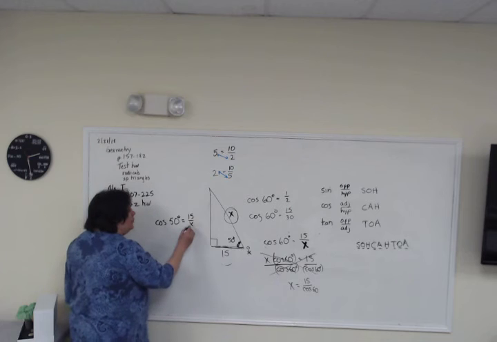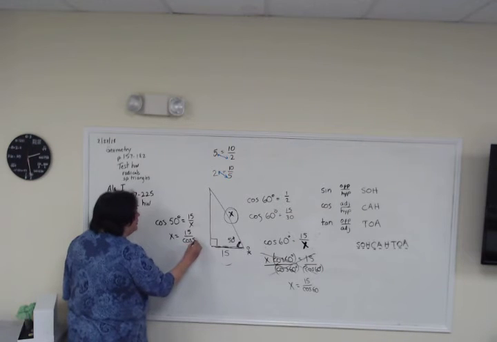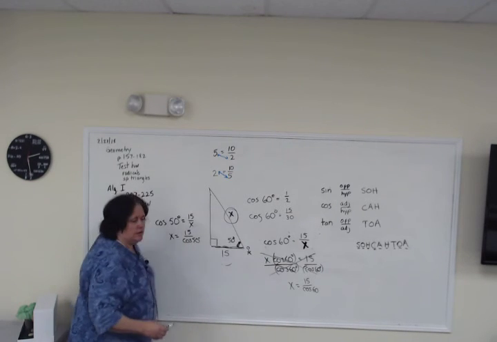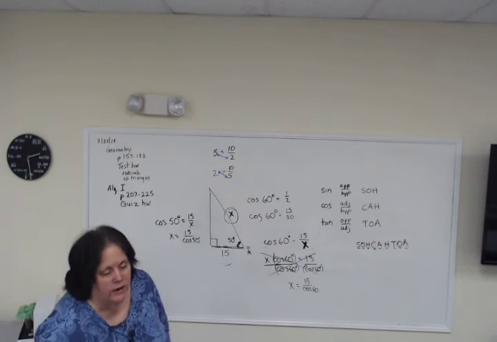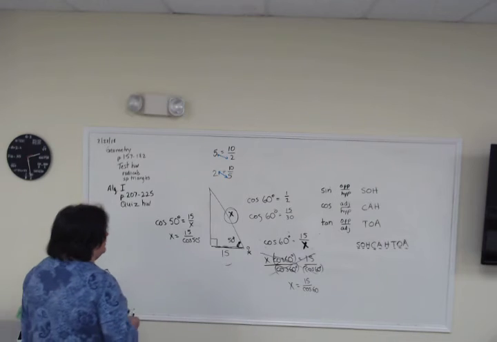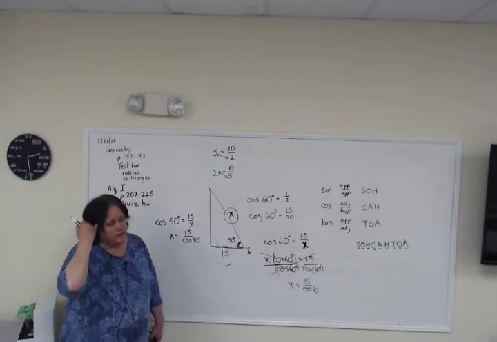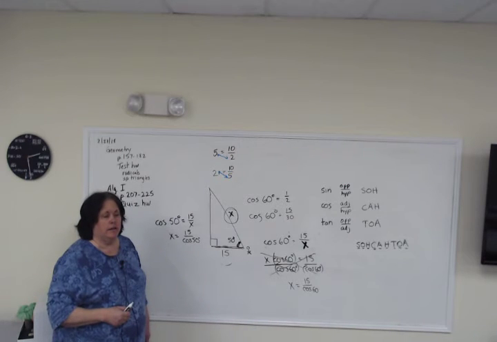Now, I know that when my x is down here, I just change these out. X equals 15 divided by cosine of 50 degrees. So now, what is the length of x if this is a 50-degree angle? What'd you get, Maddie?